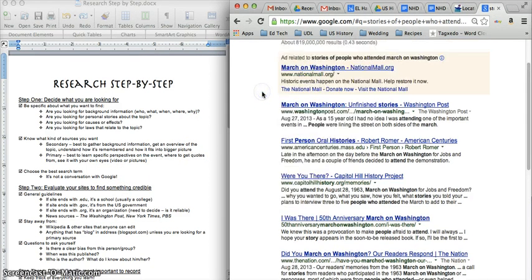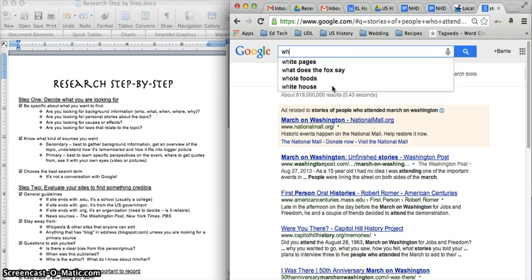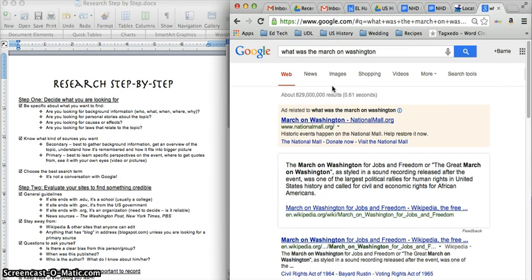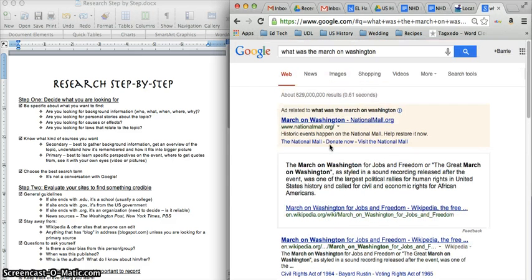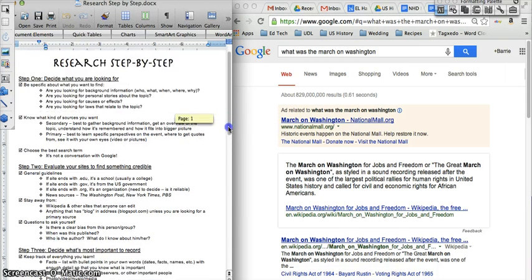Remember, you're not having a conversation with Google. So if I'm looking for stories of people who attended, that's what I'm going to type. I don't need to write, "What was the March on Washington?" Because that may not help me out and give me the answer, except from Wikipedia, which may or may not be a useful source.